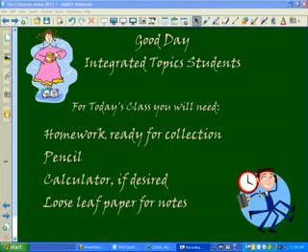Good day, integrated topic students. Today we're going to be looking further at inequalities. So you guys need to bring in your homework, the pencil, calculator, and loose leaf paper for notes.